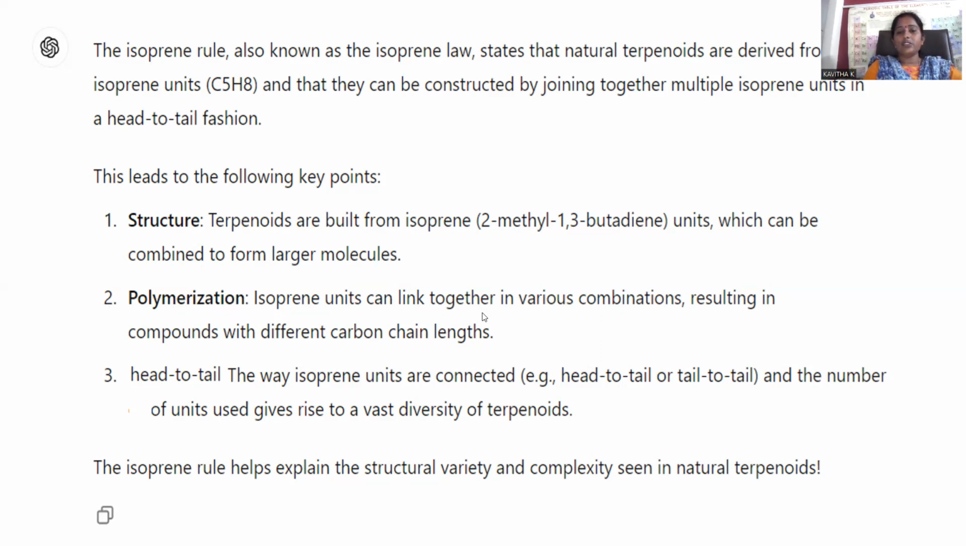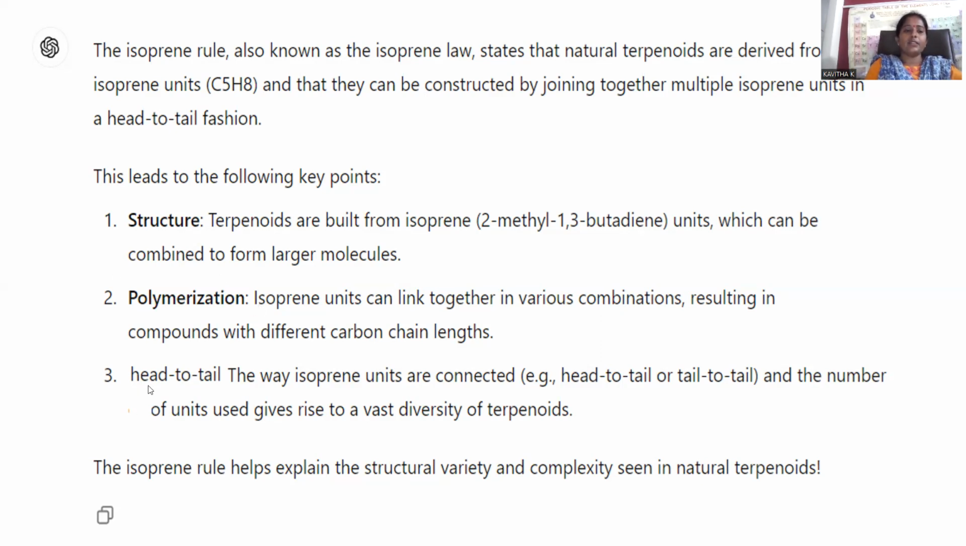Isoprene units can link together in various combinations, resulting in compounds with different carbon chain lengths. Whenever polymerization is possible, it may give rise to a longer chain length sometimes, and a moderate or minimum medium chain length is also possible. This is why polymerization is carried out.